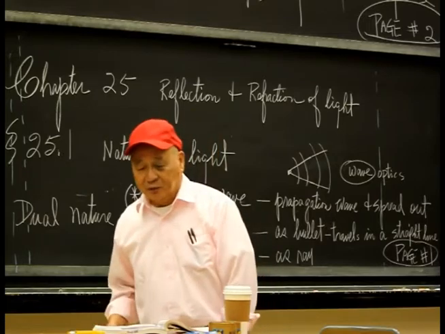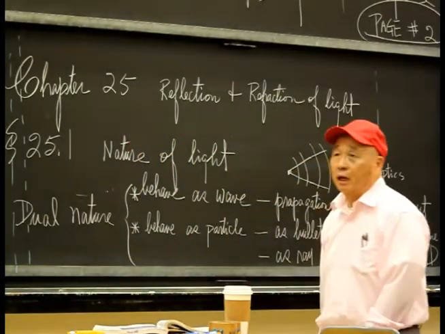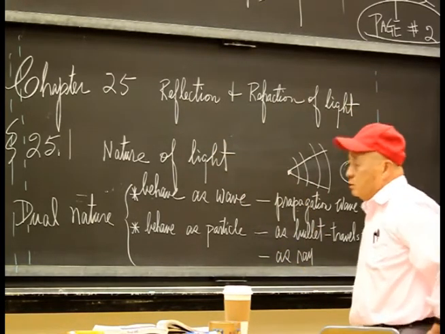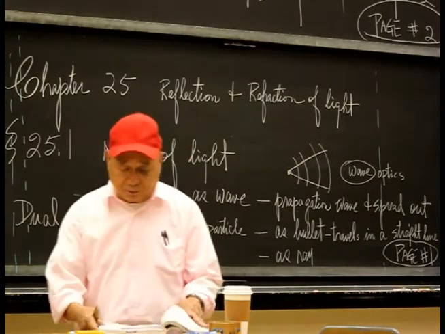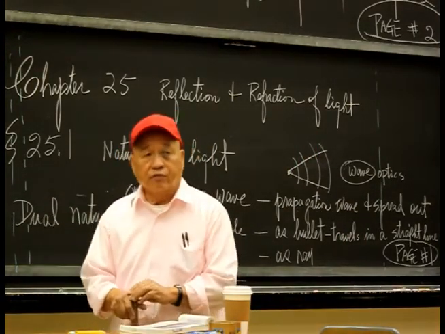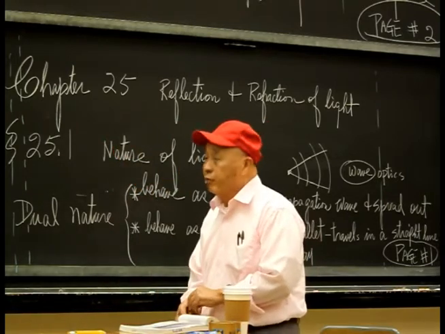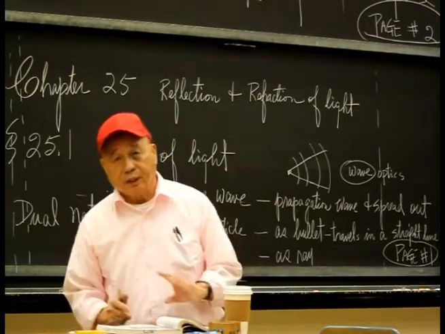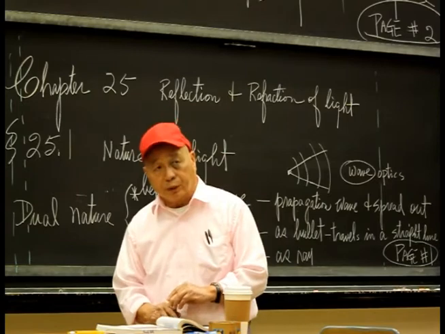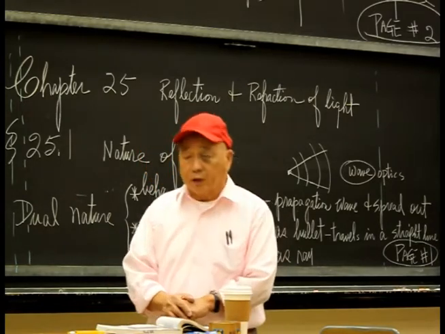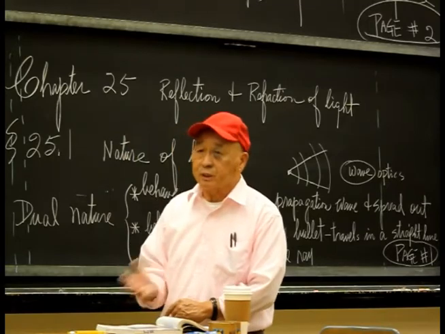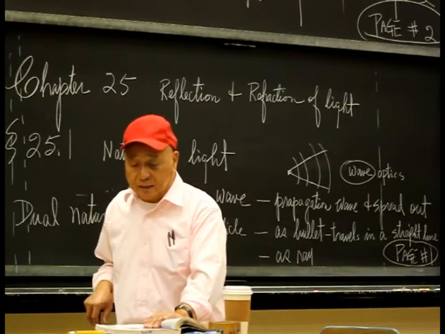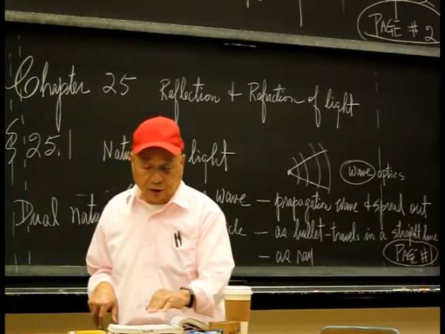Today we're going to cover chapter 25, which is called reflection and refraction of light. This is the first chapter. For the Physics 31B class, we'll arrange it so that we cover optics first, which basically uses algebra and trig. And then we go into chapter 19, electricity. Electricity involves a lot of derivatives and calculus. So by starting easy, everybody feels better.